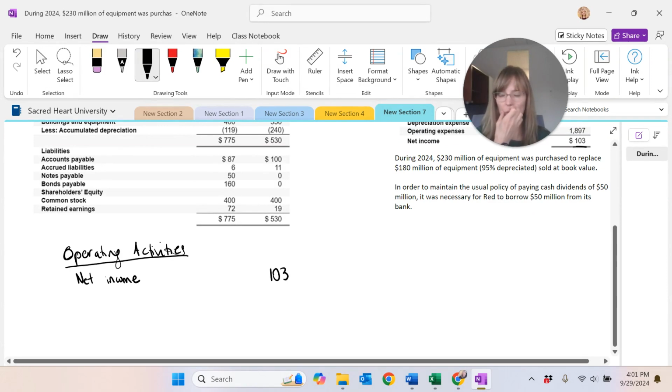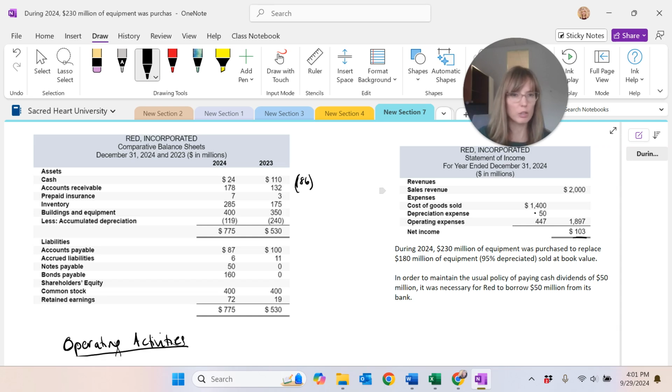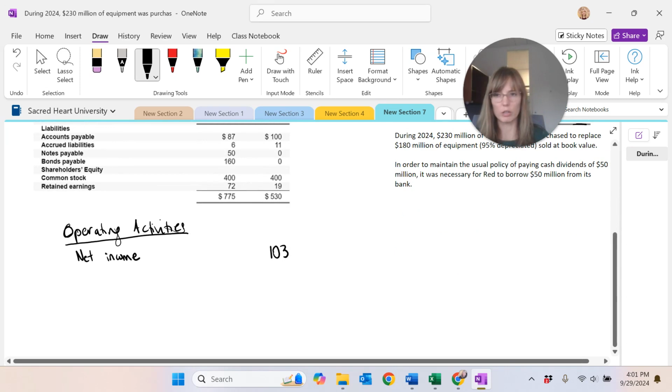And then I want to make adjustments for any non-cash expenses. Looking at the income statement, I see depreciation expense of 50 here. If there had been amortization expense, I would include that as well. And we see that depreciation expense reduces net income, but it doesn't have any impact on cash. It's simply something that arises through accrual accounting. So I want to undo that depreciation expense. So I'm going to add it back.